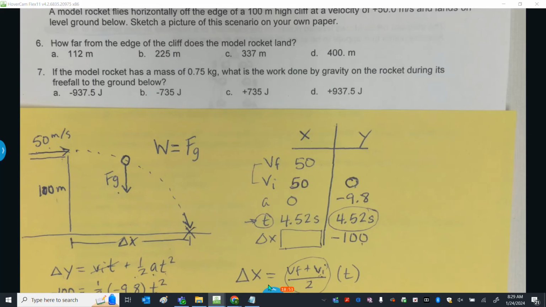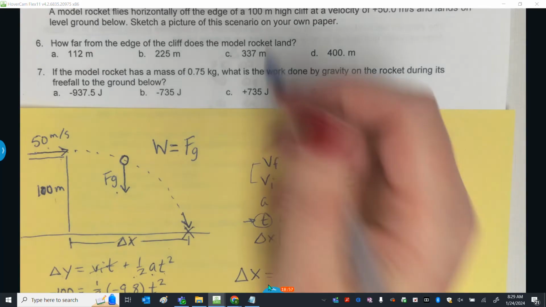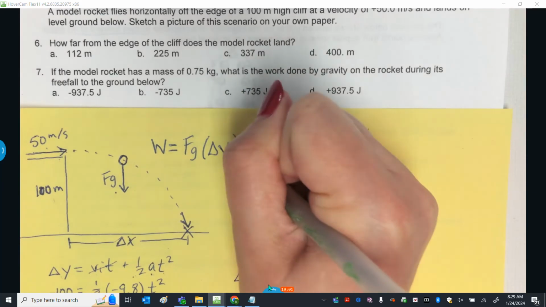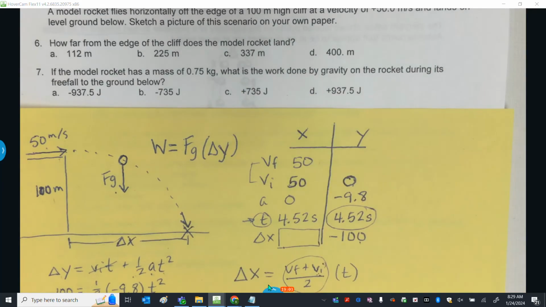My force is down, so I only care about vertical displacement. I don't care how far sideways it goes. My vertical displacement is, of course, delta y. So that's how you're going to find work, Fg times delta y.